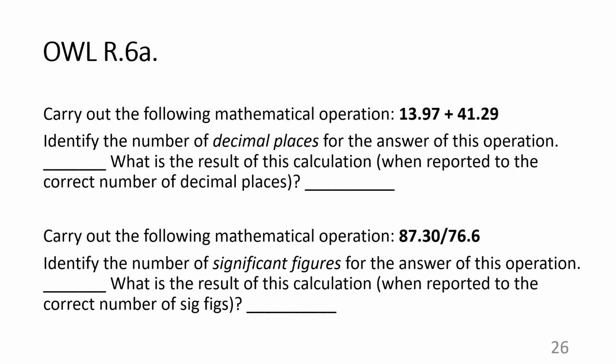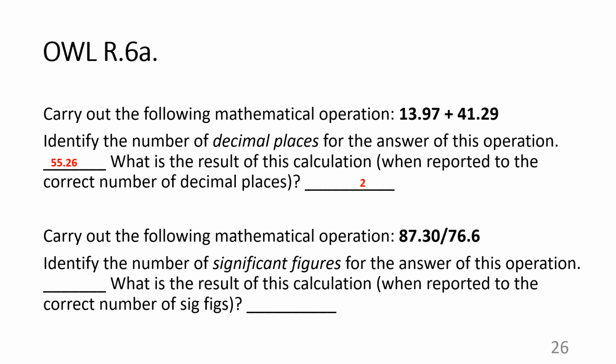In this next set of problems, we'll be carrying out a mathematical operation, and then we will be determining how to report the answer to the correct number of sig figs. In the first example, we have 13.97 plus 41.29. Since this is addition, we are going to limit our answer to the fewest number of decimal places in the measurements given. Each of those measurements has two decimal places, therefore our answer will also have two decimal places. When we plug that into the calculator, we will get 55.26, and that will remain as 55.26 with both decimal places reported.